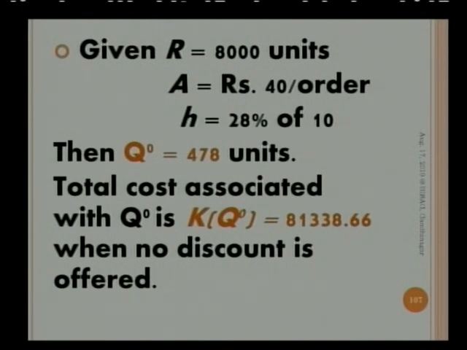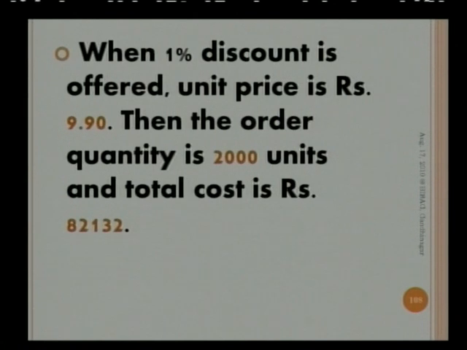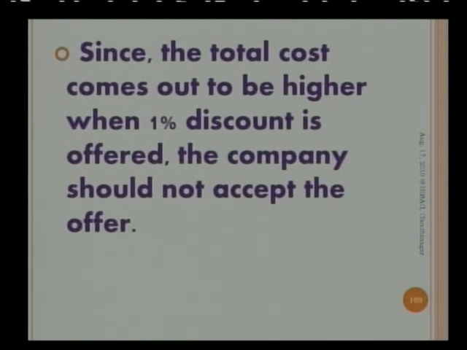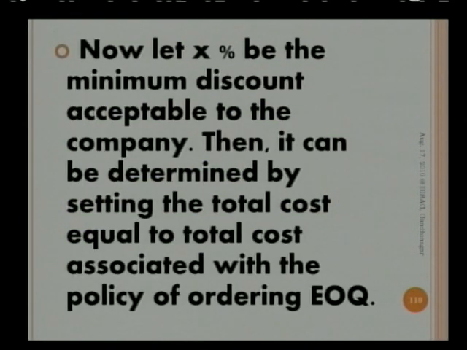Using a similar approach to what we had for one price break, Q is 478, and the total cost corresponding to 478 turns out to be 81,338 rupees 0.66 paisa when the discount is not available. But when the discount is available, it gives 2,000 units, and the total cost turns out to be 82,132. So obviously this is somewhat higher. So the company should not accept the offer of a 1% discount.